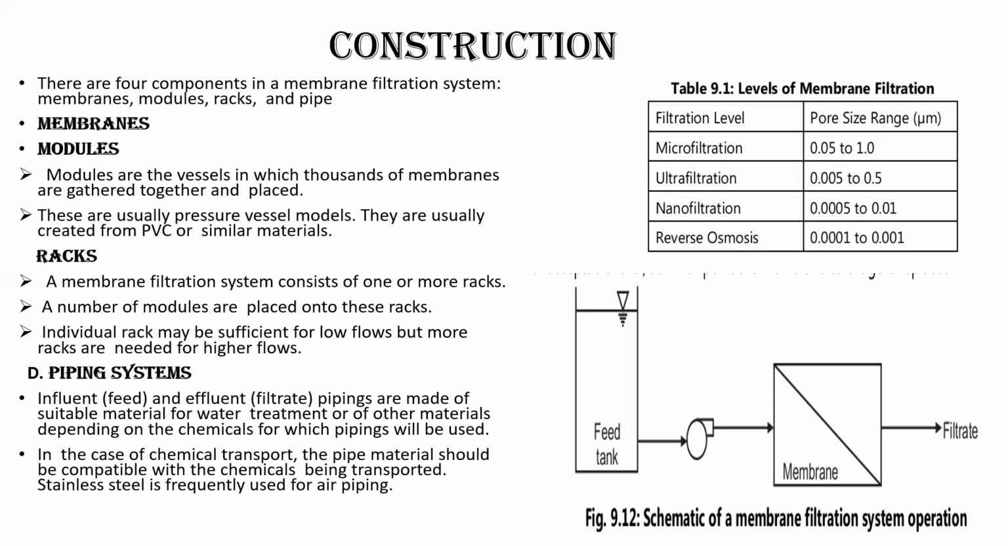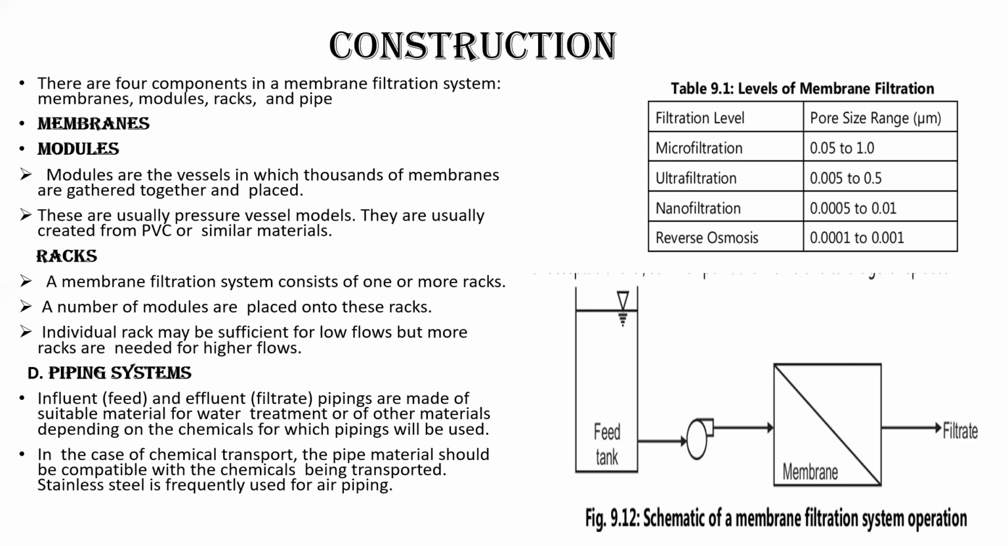These modules are pressure vessels, which withstand pressure, and they are usually created from PVC or similar material. So this is the second component. Third component, rack. A membrane filtration system consists of one or more racks.